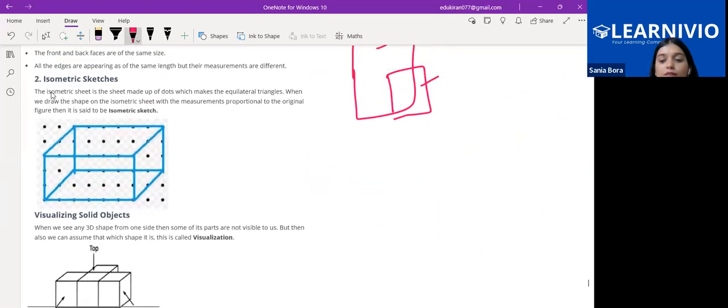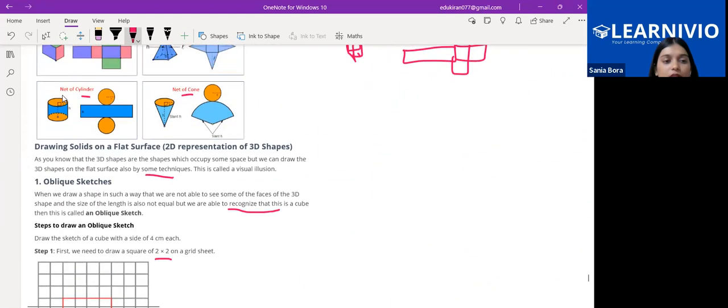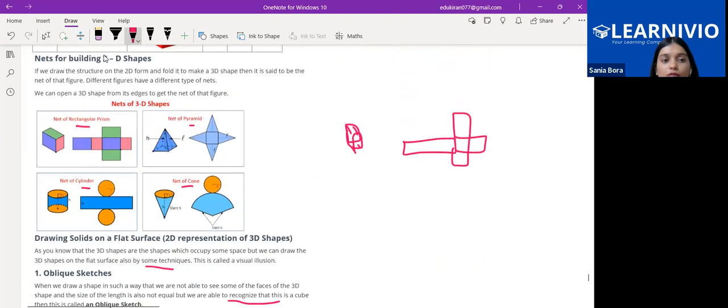Now coming to the next one. Okay, first write till here, then we'll move. So first write this net of this till here.